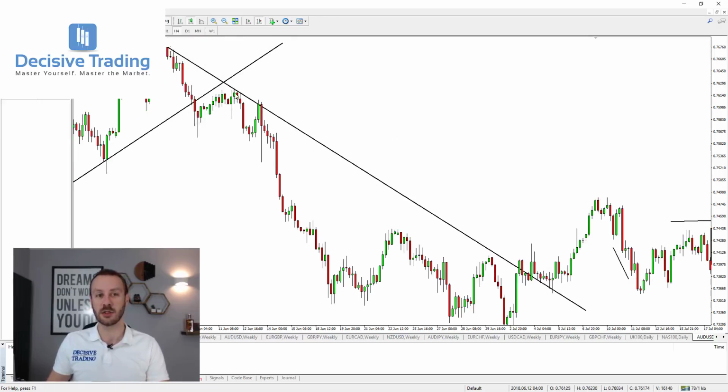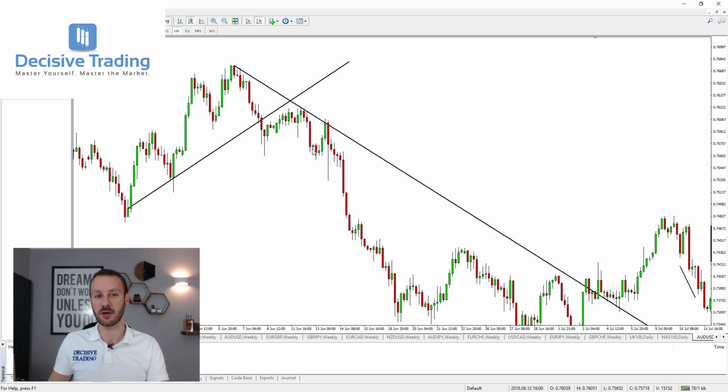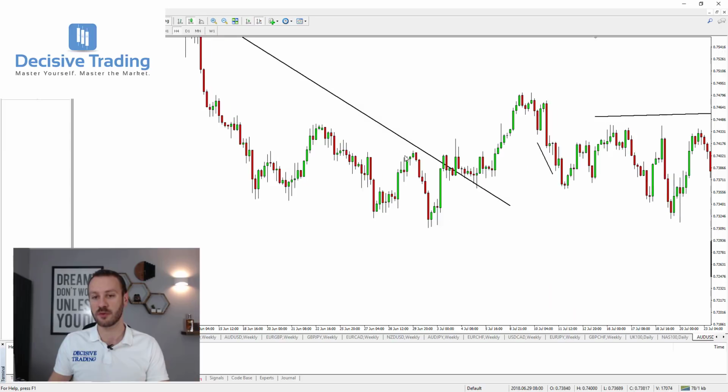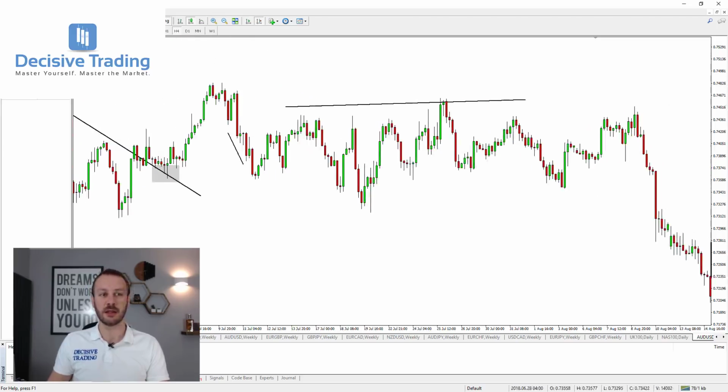So one test, two tests. We're breaking down below what was potentially the bullish sloping support. We then come back up for a third test of this potential trend line, and we get a very strong move down. As we start to come back up, we break up above, we pull back, we test. Now, sloping resistance is becoming sloping support. It's giving us the clue that potentially the bearish movement is ending. We're going to see either bullish or sideways price action.